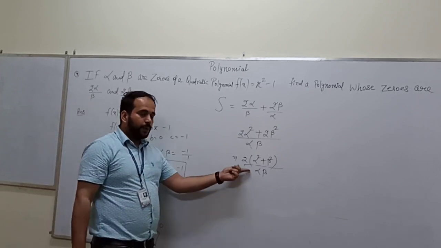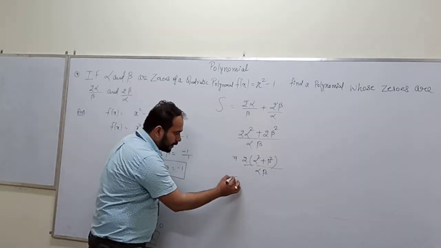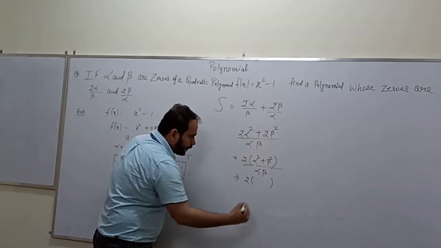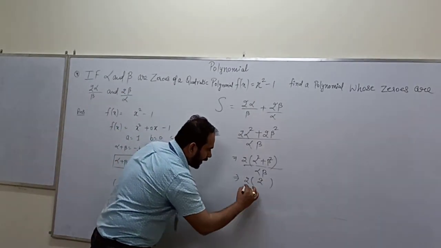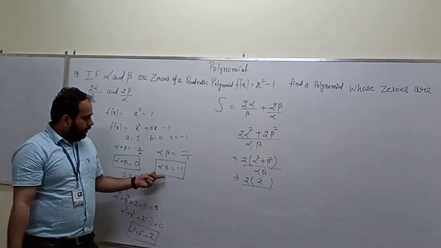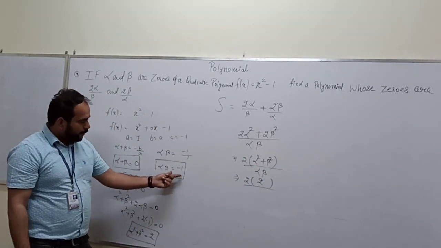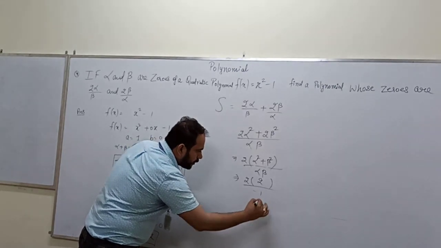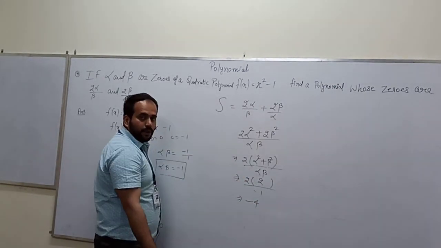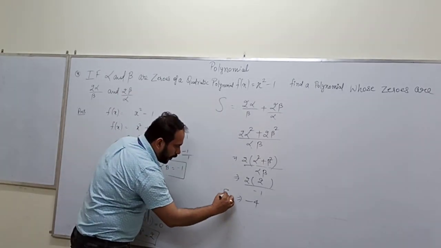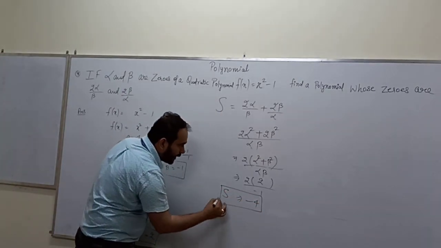So we have got the value of alpha square plus beta square, which is equal to 2. Now using this value in this part, I'll get 2 into alpha square plus beta square, 2 divided by alpha into beta. I am having this value. Alpha into beta is minus 1. 2 into 2 upon minus 1 will be equal to minus 4. So we have got s is minus 4.